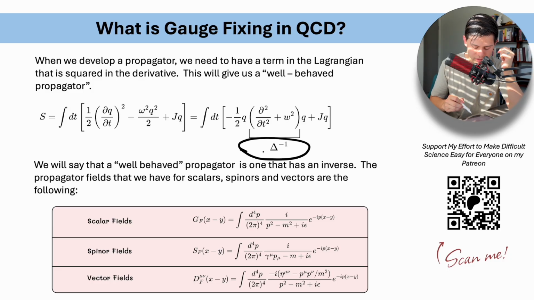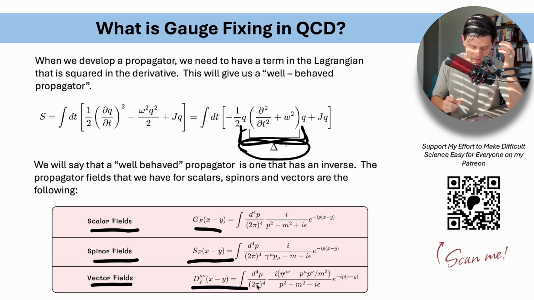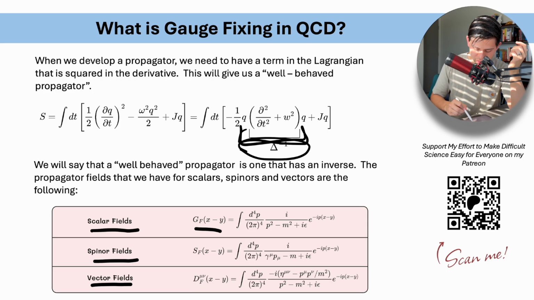And that's what it means when we were talking about the action not diverging. That's what this was, and we're going to see that once we gauge fix, we get quark current, and we get a self-interacting current as well. We'll take a look at that probably in the next video on QCD. But the idea here is that we will say that a well-behaved propagator is one that has an inverse, right? So if we say that this is the inverse to some propagator, that propagator is the Feynman propagator, okay? And the Feynman propagator for scalar fields looks like this, for spinor fields looks like this, and for vector fields looks like this.